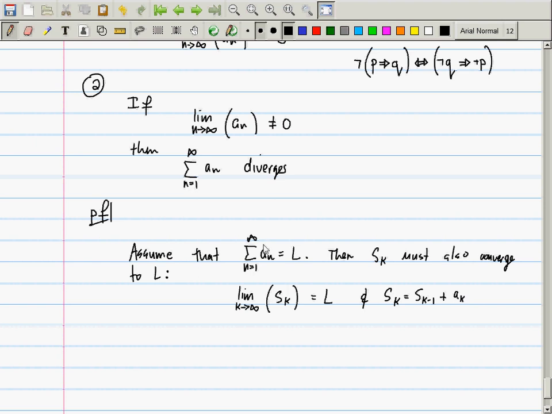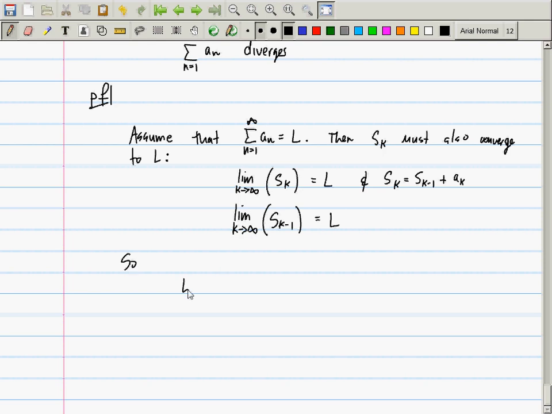Okay. So, we also know that the limit as k goes to infinity of sk minus 1 is what? It has to be L. Right? So all I'm doing is just moving the index back by 1. Okay? But in the limit, after I let the index go to infinity, it still has gone to infinity, and the limit is still L. Okay. So then, I can say the following. So L is equal to the limit as k goes to infinity of sk, which is equal to the limit as k goes to infinity of sk minus 1 plus ak.